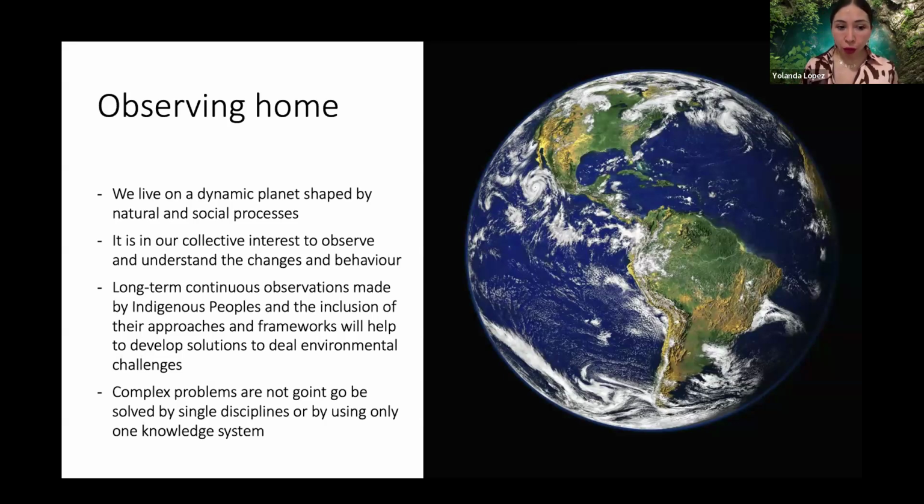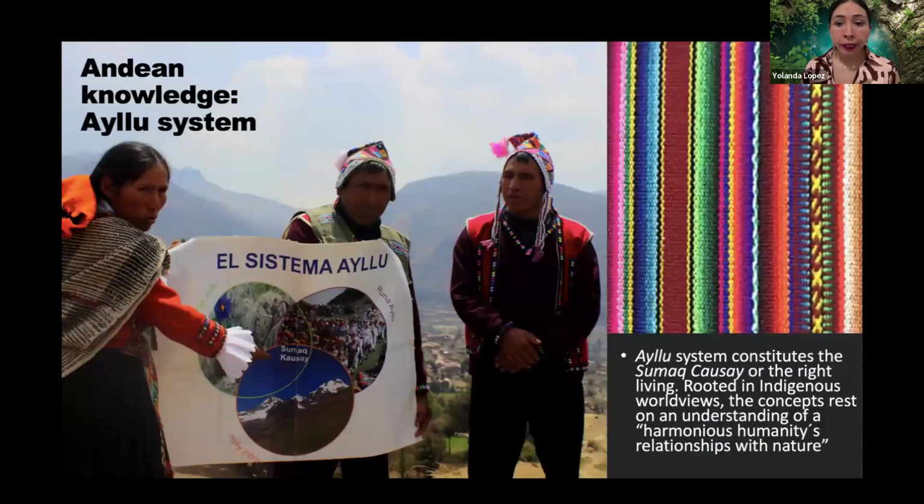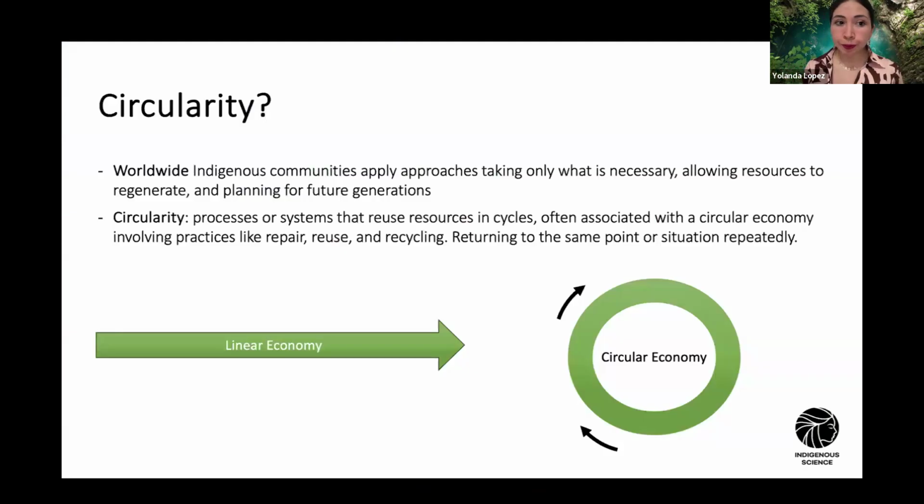So I also believe that complex problems affecting our planet are not going to be solved by single disciplines or narrow approaches. We really need to have broader, more information available, and this can come from different knowledge systems to those that we are used to working with. And I would like to start my presentation with this Ayllu knowledge system of the Andean region, of the Andean people in Peru, which is rooted in a different worldview and a different understanding of how everything is interconnected in a harmonious relationship with nature.